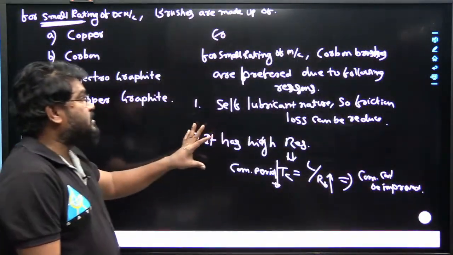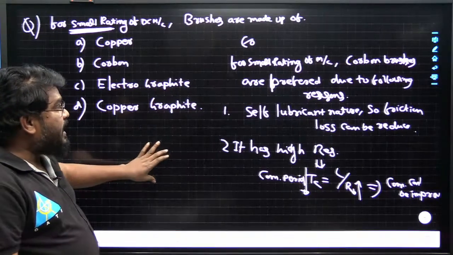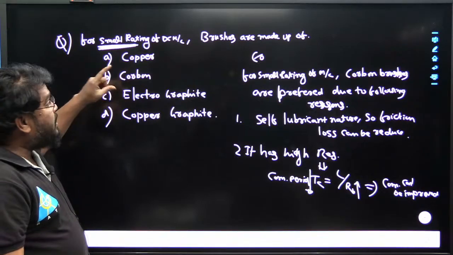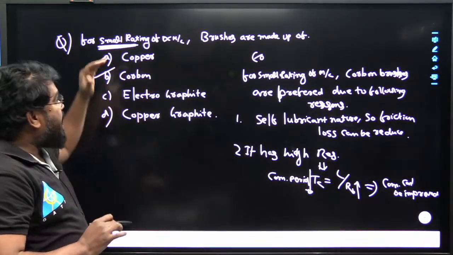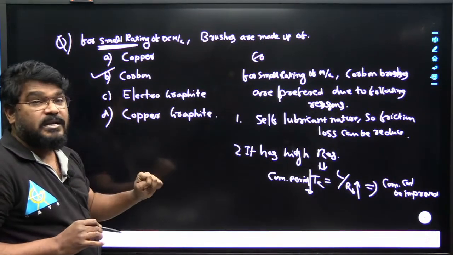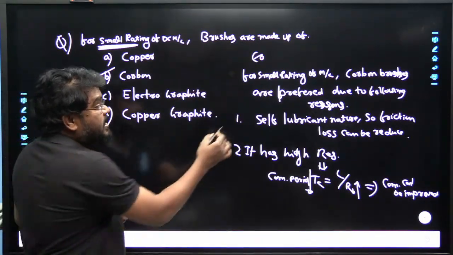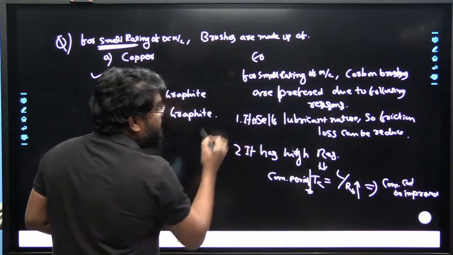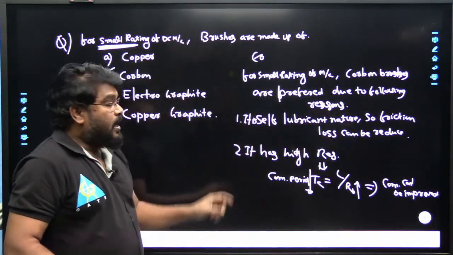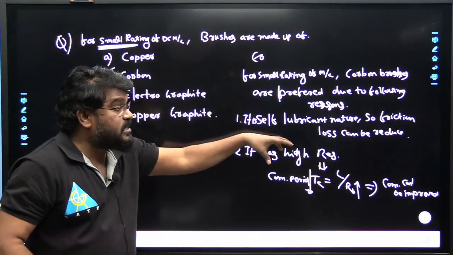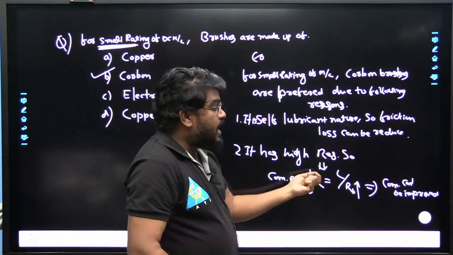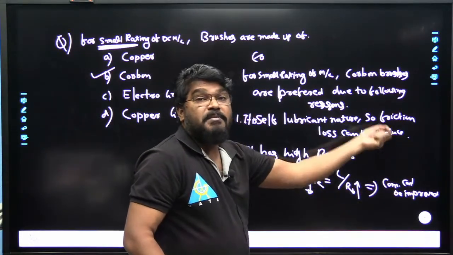Two reasons. Options are given like this: copper and carbon, but which option is suitable here? Carbon brushes are used as compared to copper for small rating of the machine. One reason is that it is self lubricant in nature, so frictional losses can be reduced. The second reason is that it has high resistance, so the commutation period can be reduced and thereby commutation can be improved.